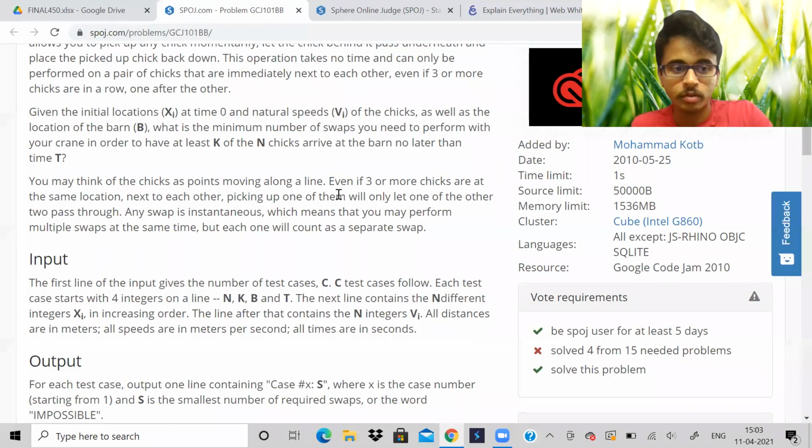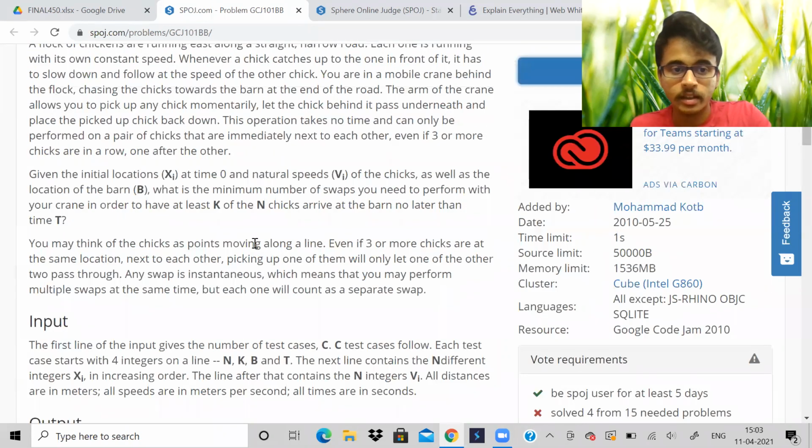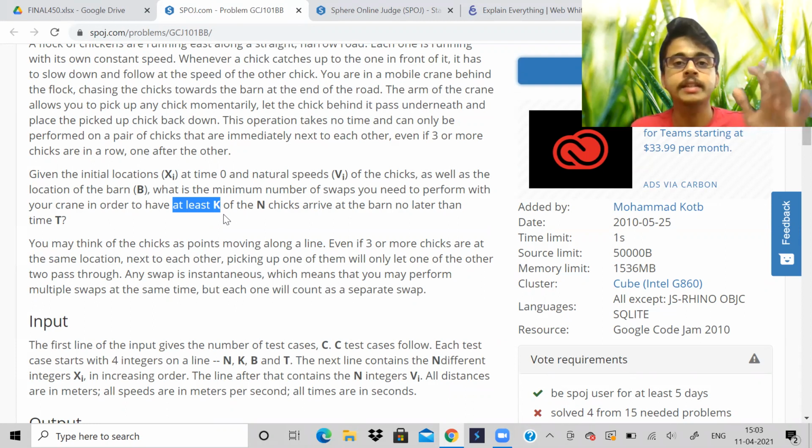Like that, we have to find out the smallest number of swaps required so that at least k chicks reach the barn. The smallest number of swaps required for what? At least k chicks reach the barn.